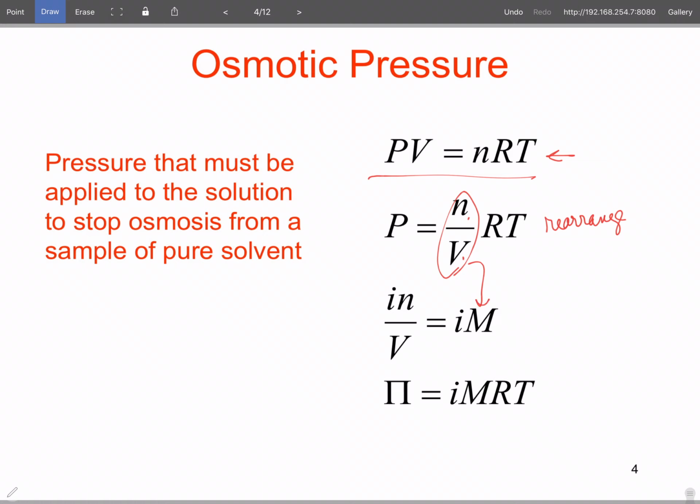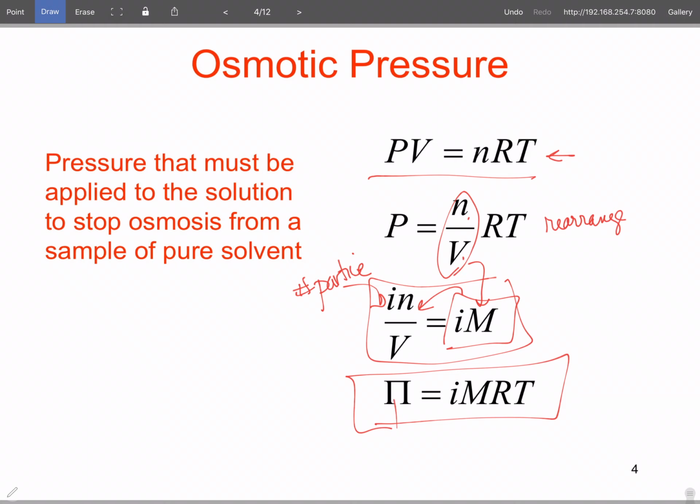Okay. And we also have to take into account the particles because this is a colligative property. So if we substitute this in for that, we're going to end up with this equation here. Now, this is the giant pi. This stands for osmotic pressure.